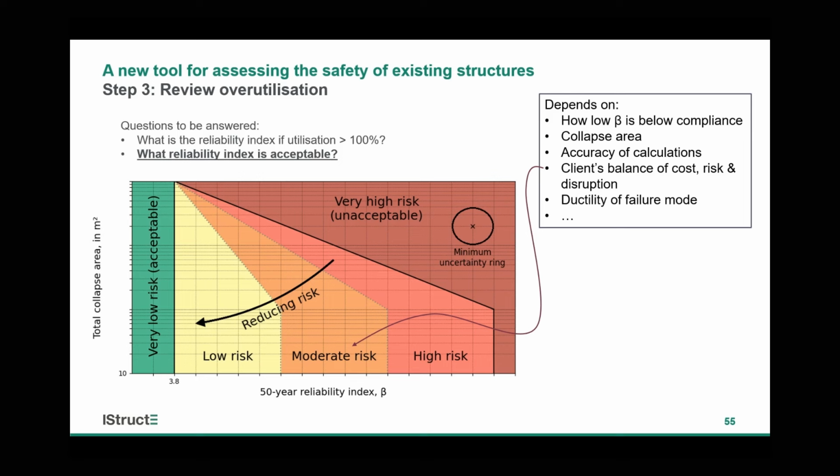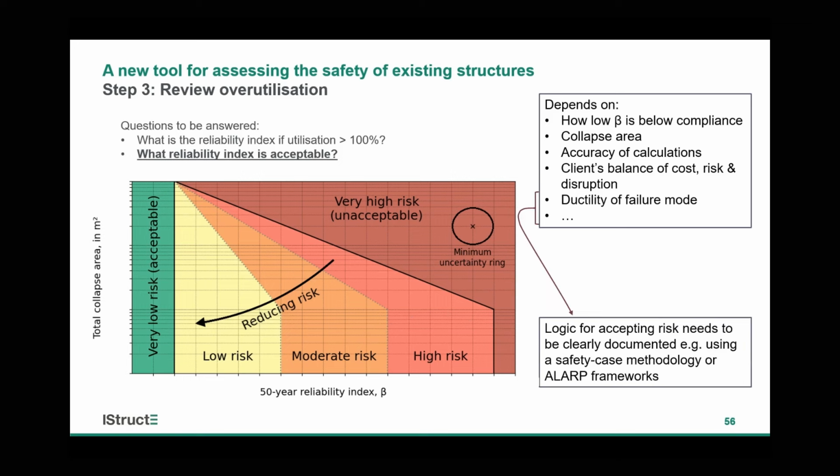Once you've gone through those three, you will end up with a point on this chart. So you may find yourself in one of these high risk regions, moderate risk regions, low risk regions. It will depend on the exact calculation you're doing. But once you've figured out where you are, then deciding whether that risk is acceptable depends on things, for example, like the client's balance of cost, risk, disruption. And those are the sorts of things that as engineers we typically can't make a call on, but we need to make sure that the client properly understands the level of risk so that they can make an informed decision.